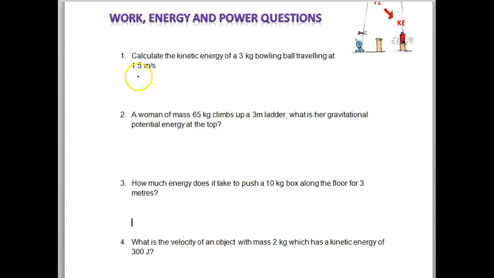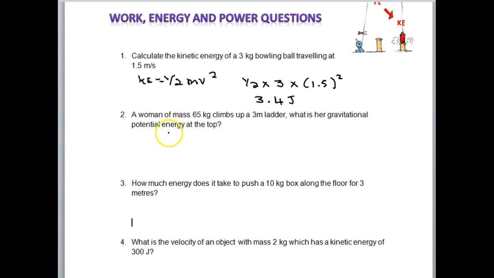The first is calculating kinetic energy. The first thing to do is write down the equation that you'll be using, which is a half mv squared, and make the appropriate substitutions. So we have a half times the mass in kilograms times 1.5 metres per second squared. You plug that into your calculator correctly, then you should have an answer that rounds to 3.4 joules.